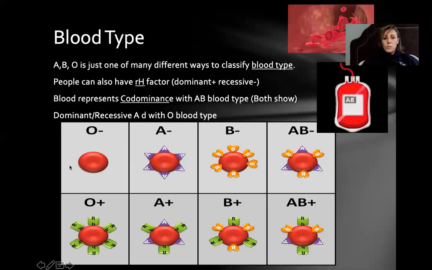So O would be the universal donor. They can give to any type of blood because they don't have any of those antigens on there. AB positive is the universal recipient. They can get blood from anybody because they have all the antigens, so their body would recognize any of these. If you gave an O person A blood, they would really not do well because the body wouldn't recognize that A antigen.